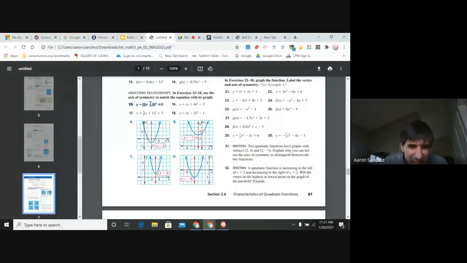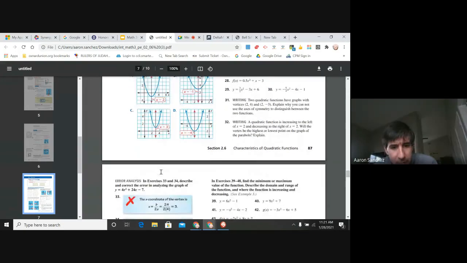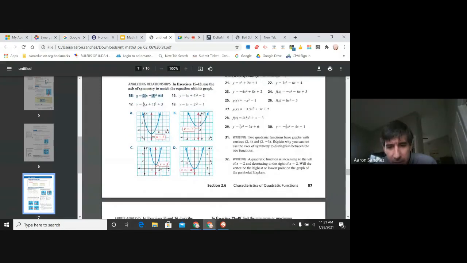Vertex is 3, 1. This one, the vertex is 1, 1, 2, 1. Nope. This one is, nope. What's that one? -1, 3. And look at this one here: 1, 2, 3, 1. Axis of symmetry, x equals 3. That's 15 right there. You just put C. That's all you have to do. x equals 3. Are there any questions on 15?